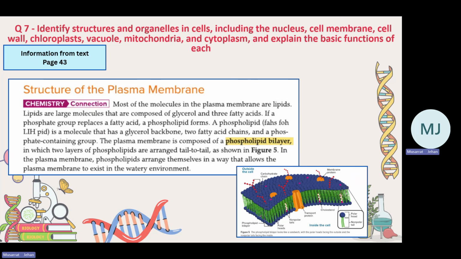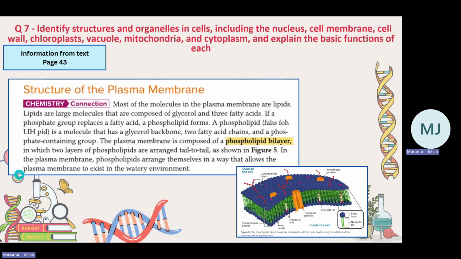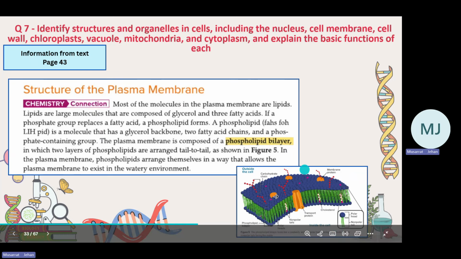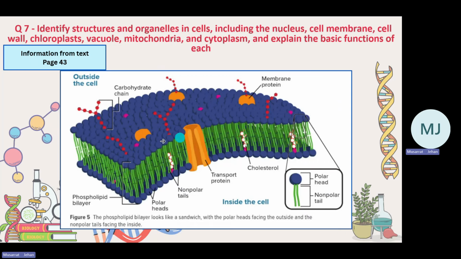So the 2 layers are arranged how? Tail to tail. The polar heads are both facing the outside, and inside there are the non-polar tails. Phospholipids arrange themselves in a way that allows the plasma membrane to exist in a watery environment. The reason they arrange like that is so that the plasma membrane does not get spoiled in a watery environment. So that's the outside of the cell here and the inside of the cell, and this is the plasma membrane.